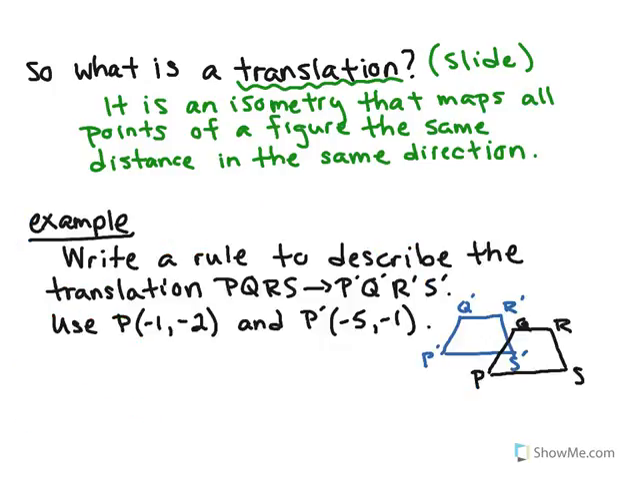Okay, so in this example, we're going to do just what we did, but backwards. So the instructions for this problem are: write a rule to describe the translation from figure PQRS onto P prime, Q prime, R prime, S prime. And it helps us by giving us these 2 points. So we're going to use P, -1, -2, and that is from my pre-image, because there's no prime. And then P prime is its image.